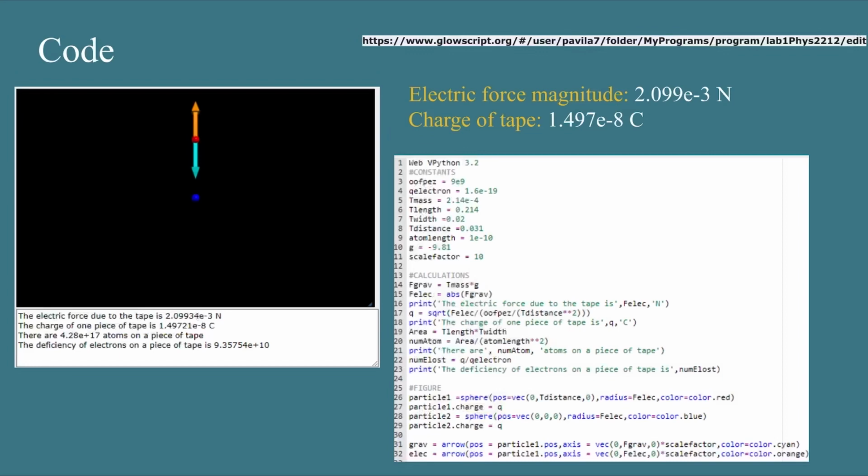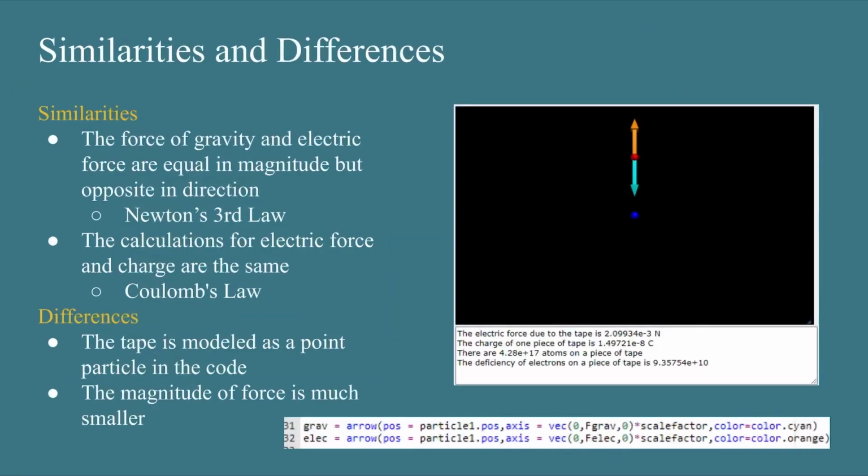Some of the similarities I found between the real experiment and computational experiment include that the force of gravity and electric force are equal in magnitude but opposite in direction. This is supported by Newton's third law.